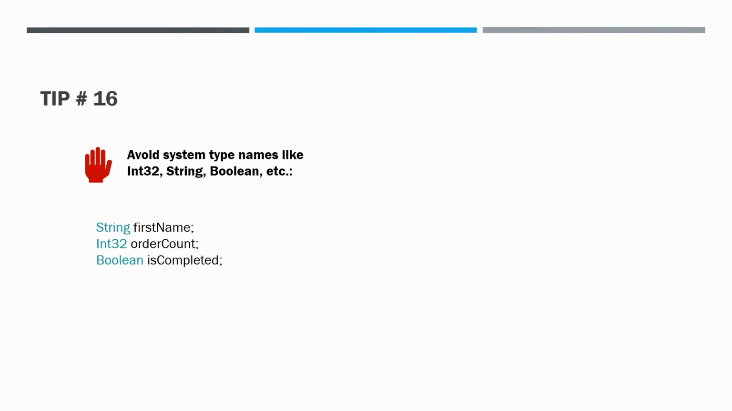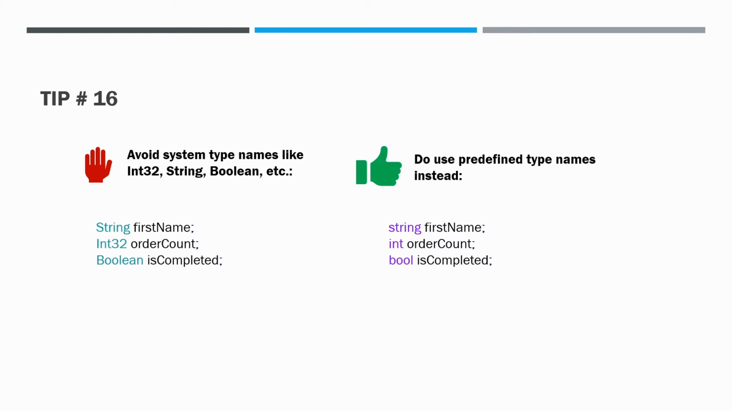Tip number 16. Avoid system type names like Int32, String, or Boolean with the capital letters. Instead, use predefined names. This is to be consistent with the Microsoft .NET Framework and makes your code more natural to read.